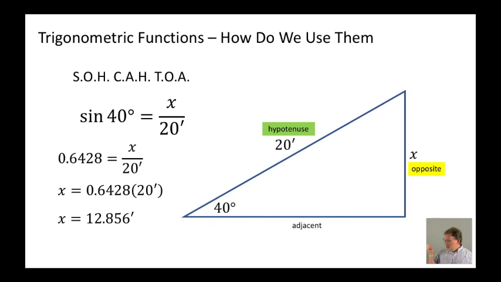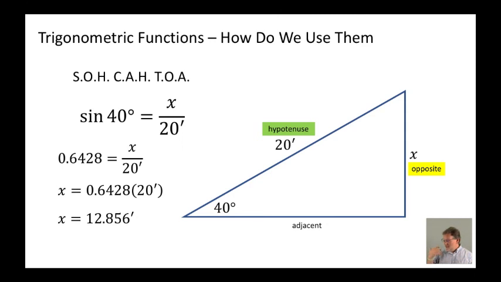The sine of the angle 40 is whatever number that is on your calculator, and I can set that equal to x divided by 20. We can use the trig functions to set up an equation and calculate what length x is. So our equation is sine of 40 degrees, as you can see in the upper left, equals x over 20.